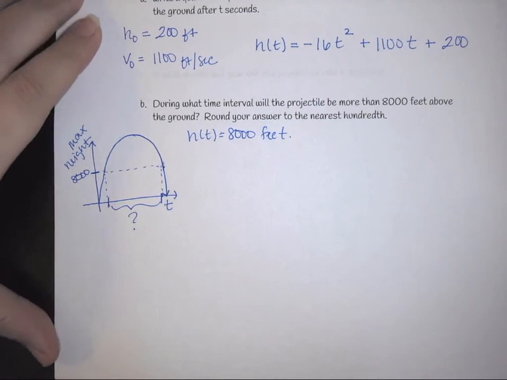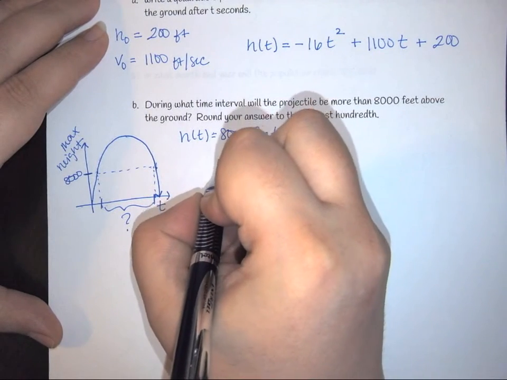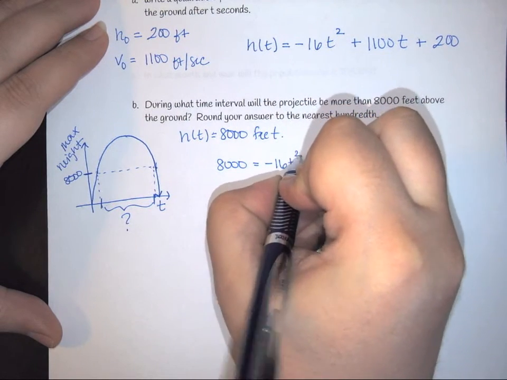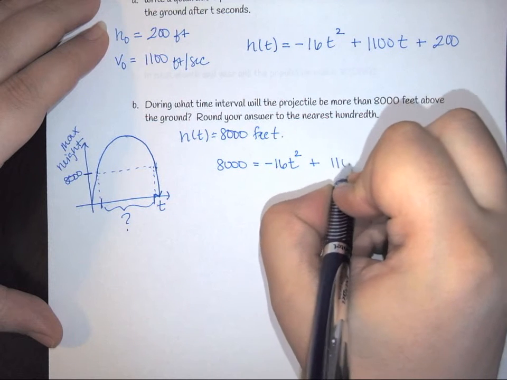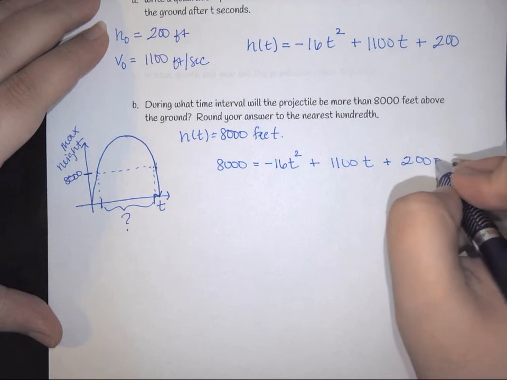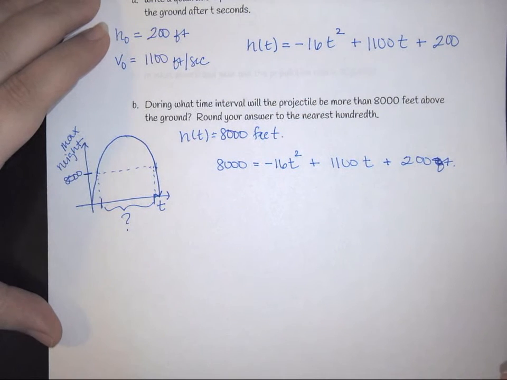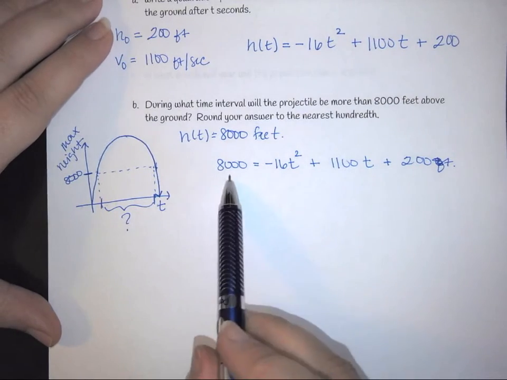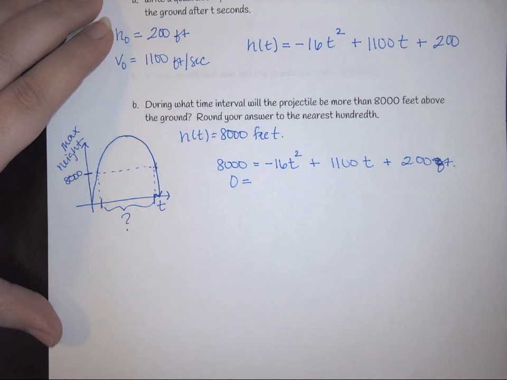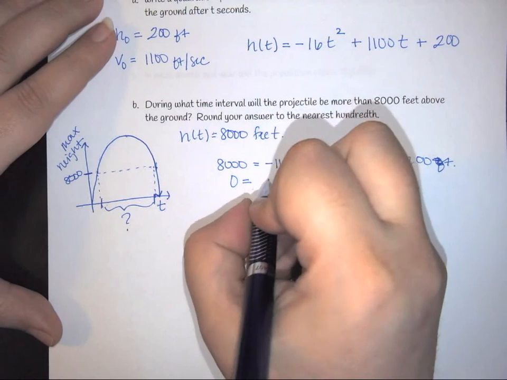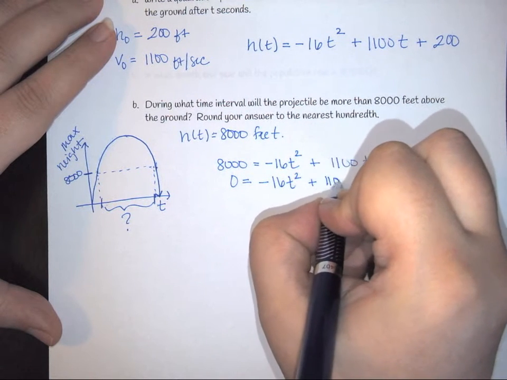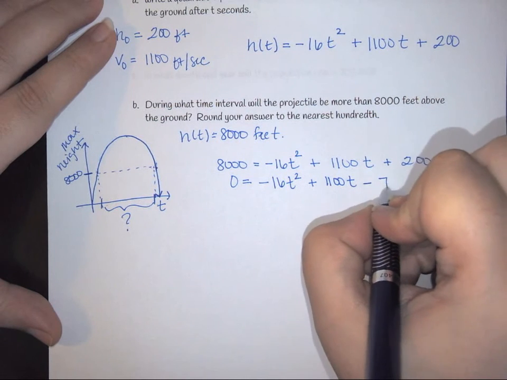So we have to then use that in our formula. So I have 8,000 feet is equal to negative 16t squared plus 1100t plus 200. The first thing I need to do is move this 8,000 over, because in order to solve my quadratic, if you remember, you always need to have it set equal to 0. So this becomes negative 16t squared plus 1100t minus 7800.